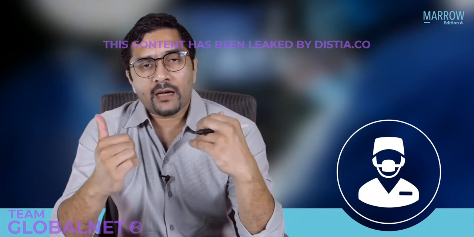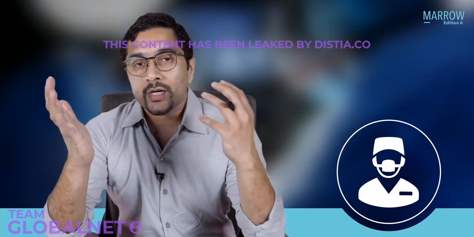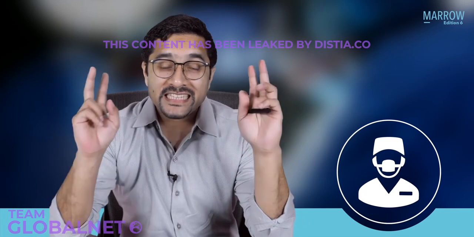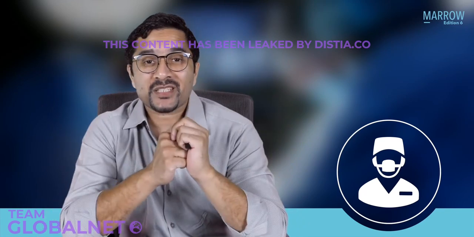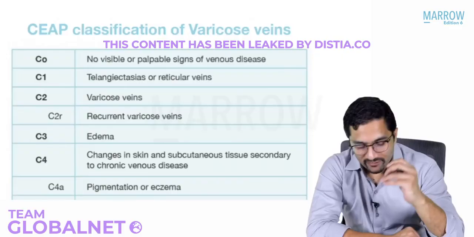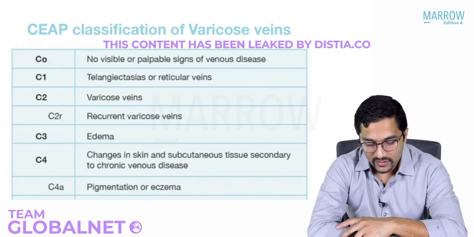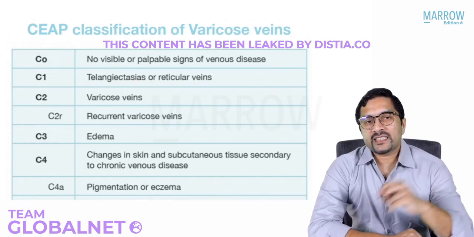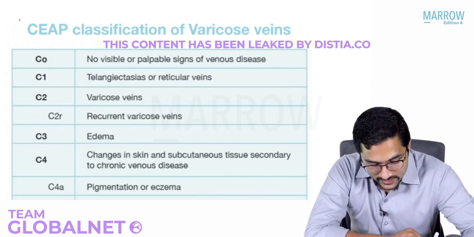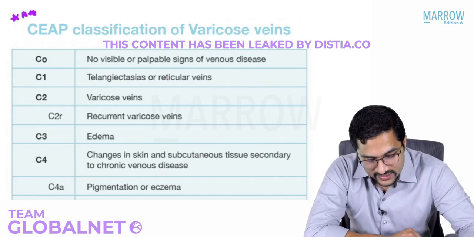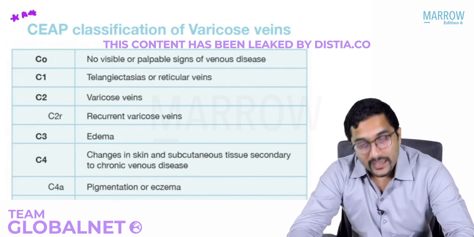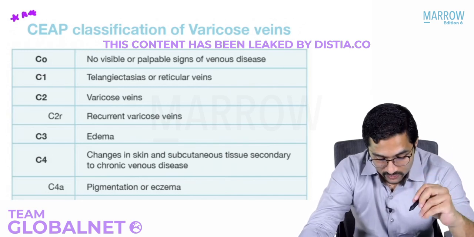Now, when the patient comes, we have to classify these patients according to the CEAP classification. This is probably the most hot topic in the last 4 years. There isn't a single exam in which they haven't asked questions from the CEAP classification. The C part of the CEAP classification is the clinical classification, and you need to memorize this. This is the latest modification which occurred in 2021, and you should know the details about this.